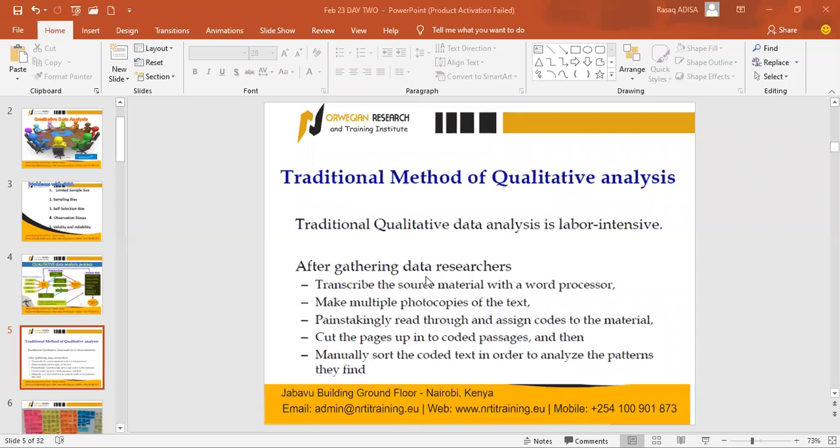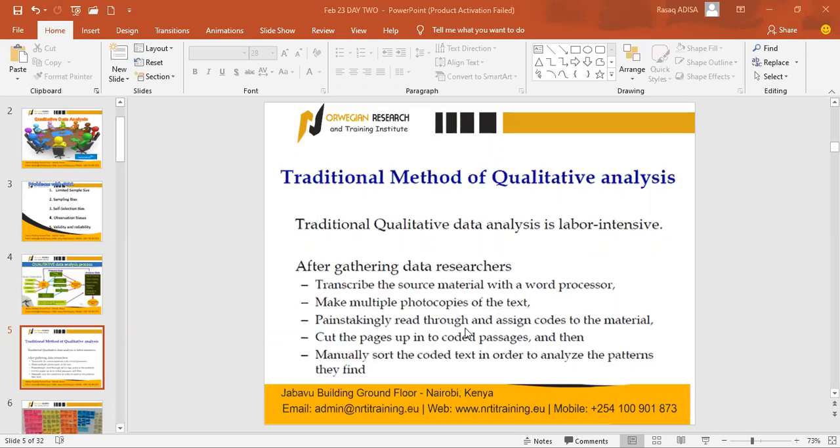So after gathering the data, the researcher will transcribe the source material with a word processor. Maybe you type it, though you make multiple photocopies of the text. If it were with software, you don't need to make multiple copies. It is the soft copy that you transfer to the software. It is the soft copy that you will be treating. But if it is traditional, you have to make multiple photocopies of the text.